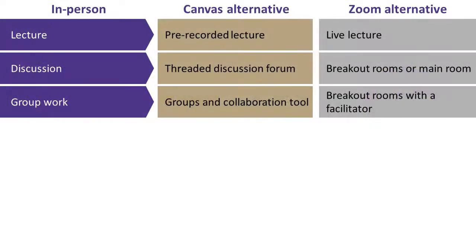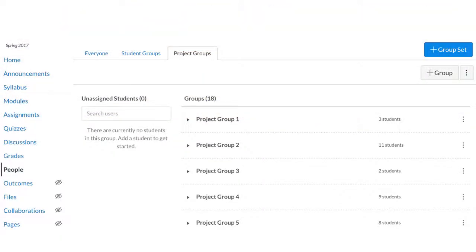Group work, another common activity in classes, can successfully be done synchronously or asynchronously. Canvas has features for creating small group collaboration and features that allow groups to schedule meetings with each other, post to discussion forums, and upload resources for each other.